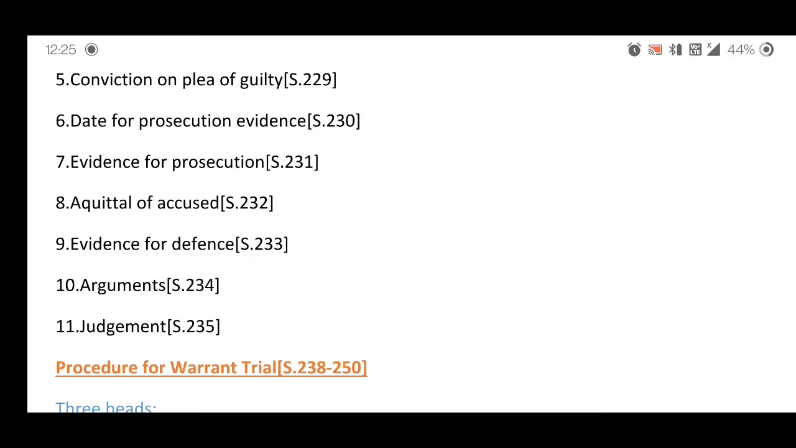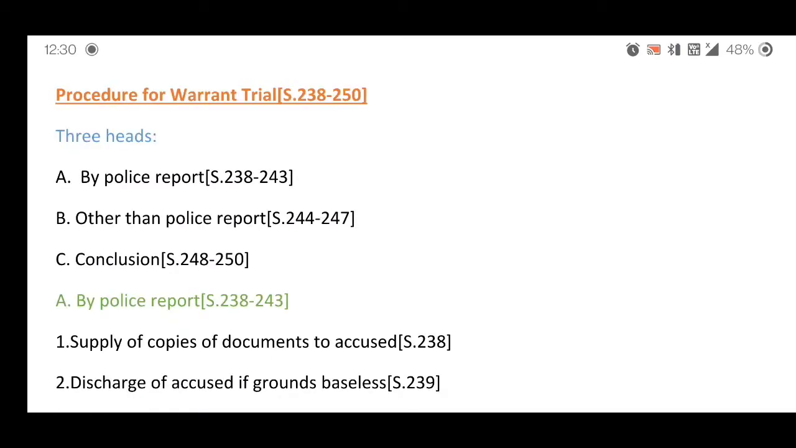If the judge finds that there are some grounds that the accused is guilty, then there will be evidence for defense. The defense will be given a chance to present their evidence, and after that there will be an argument between prosecution and defense. When the argument ends, the judgment is pronounced, ordering the conviction or acquittal of the accused.